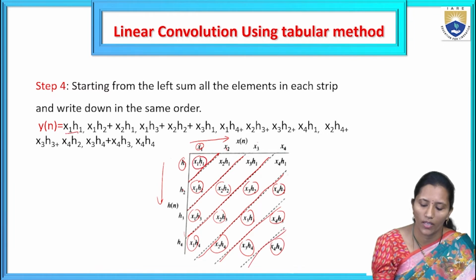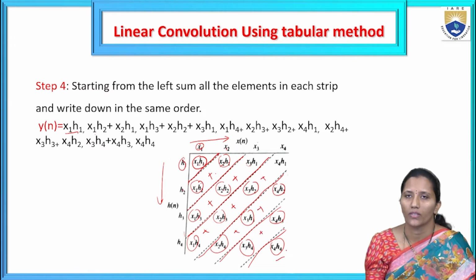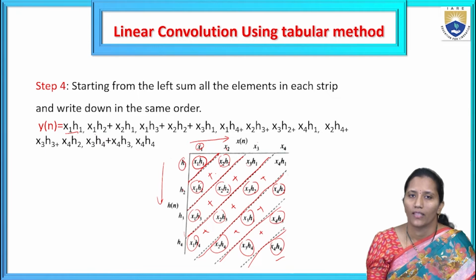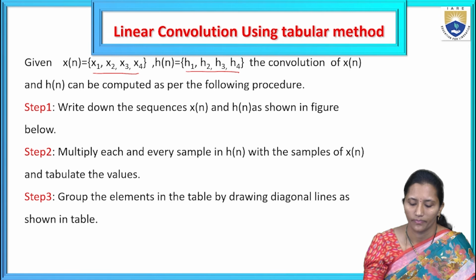The first sample is x1 h1 and the second sample is an addition. Whatever products are there in this column, we have to add. So these two will be added here. The second sample is x1 h2 plus x2 h1, and the third sample is whatever products are in the third column, those will be added. So these three will be added. The fourth sample we have to add like this. This is the last sample value. This is the shortcut to find the linear convolution using the tabular method.